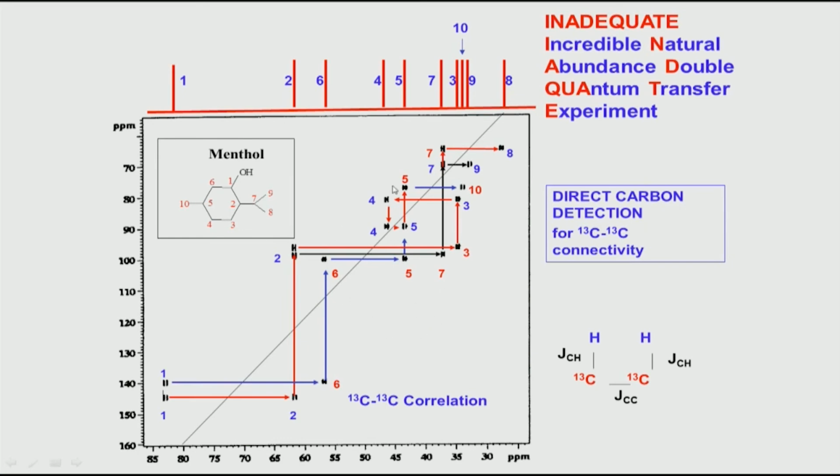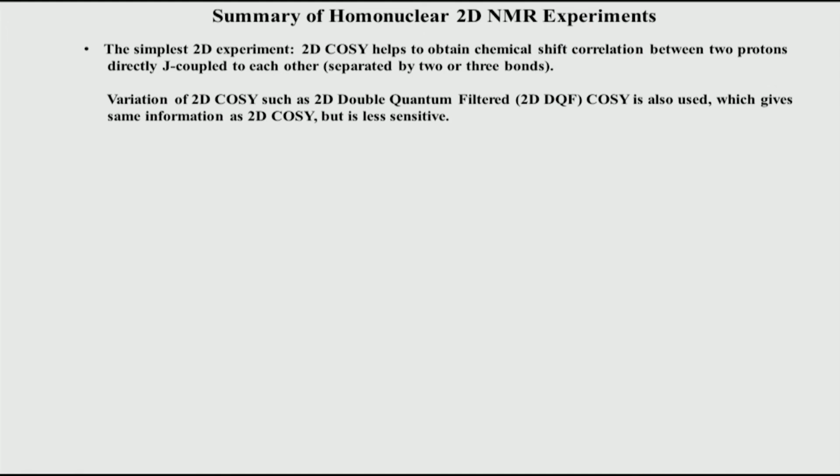Again, we will look at the application of this later on in a real system where we will use this to get the connection information. So, this actually brings us to the end of all the 2D experiments that we have looked at, and we will just quickly summarize. So, what we looked at is homonuclear 2D experiments. We saw that the simplest experiment is 2D COSY, which helps us to get information between 2 protons which are directly J coupled to each other.